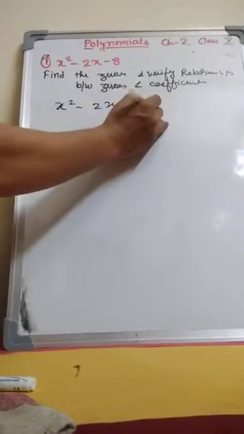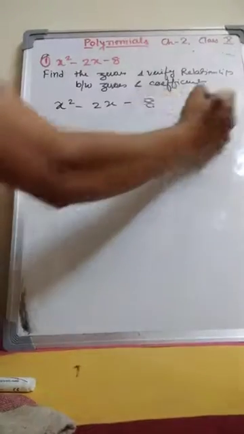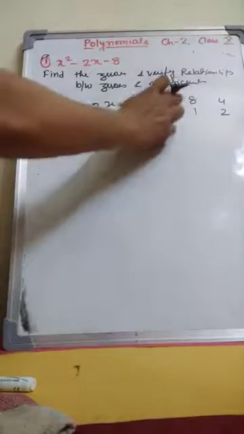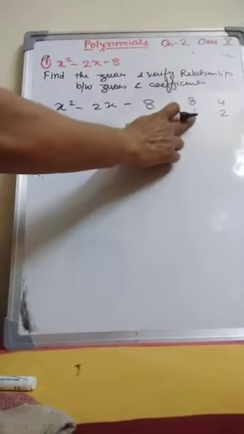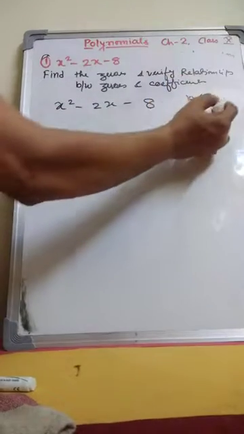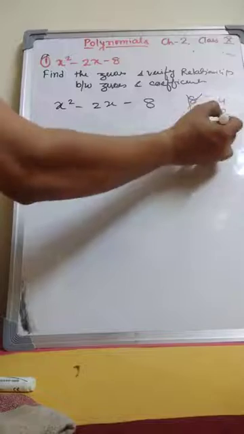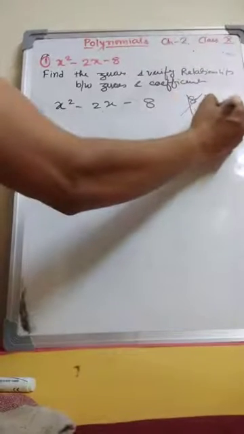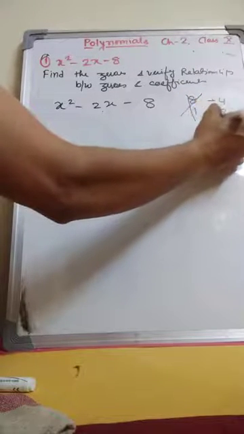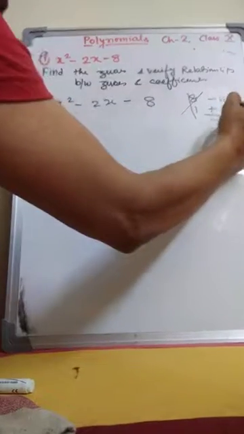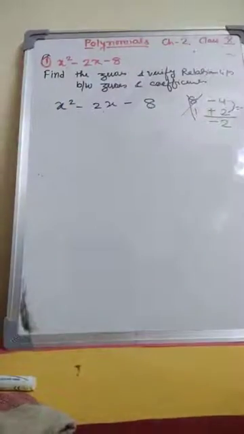Now, by doing the middle term factorization, factors of 8 are 8 and 1, and 4 and 2. 8 plus 1 is 9, 8 minus 1 is 7. We are not getting the middle term, so this will not work. 4 plus 2 is 6 and 4 minus 2 is 2. So here we are getting 2. But it is minus, therefore the greater number takes minus and the other is plus. Minus 4 plus 2 is minus 2. Their sum is minus 2 and their product is minus 8.